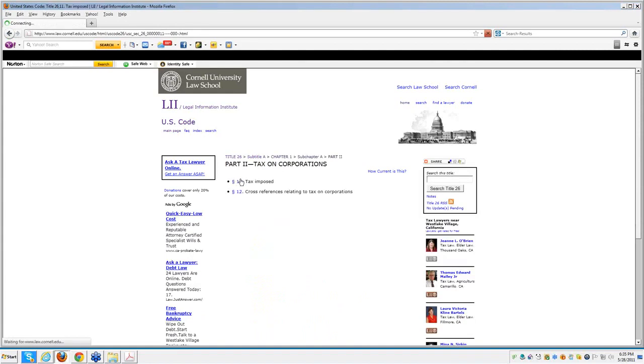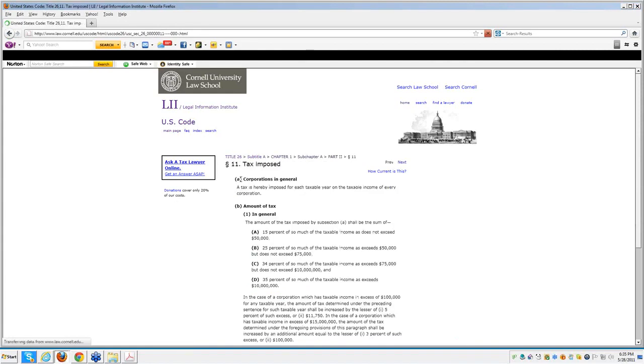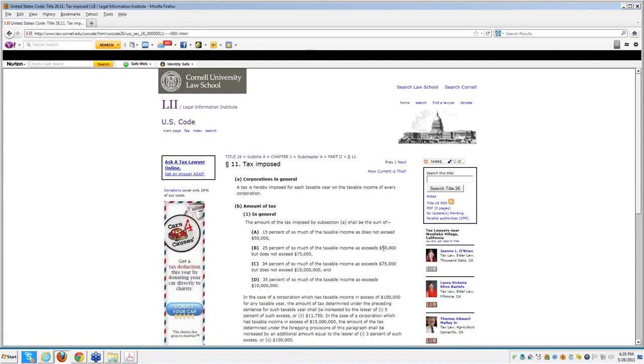Okay, here's the taxes imposed. This is section 11. Can everybody see this? You want me to read it? Yeah. Where do I start? Corporations in general. A tax is hereby imposed for each taxable year on the taxable income of every corporation.